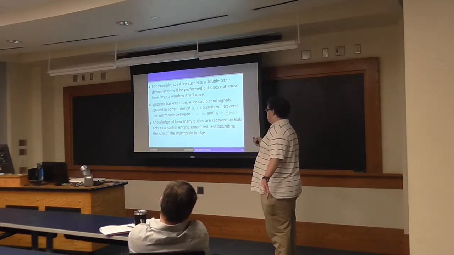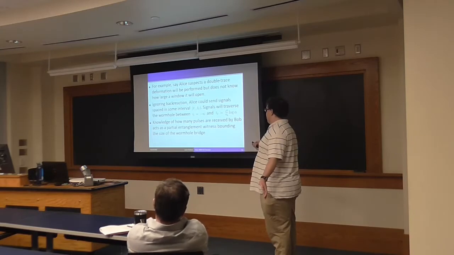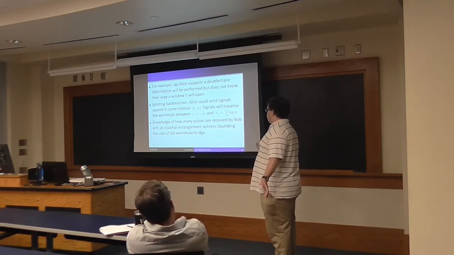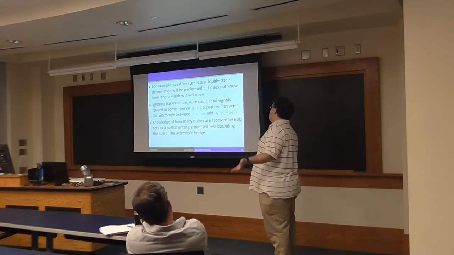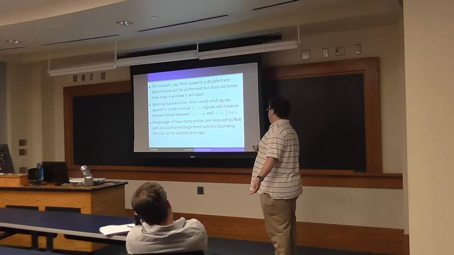So Alice can send signals in some interval, and then ask Bob to report back to her. Each of the signals has a slightly different frequency, so it encodes that this is the first pulse I sent through, this is the second, and so forth. And we see what the first pulse that gets through is and the last pulse. There's this exponential compression here because things get blue shifted as they reach the boundary. So this is a partial entanglement witness which bounds the size of the wormhole fringe.